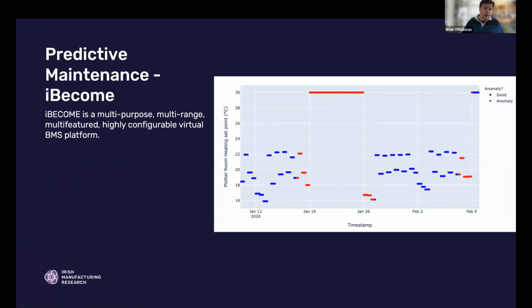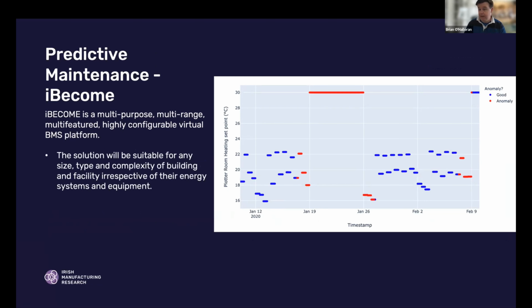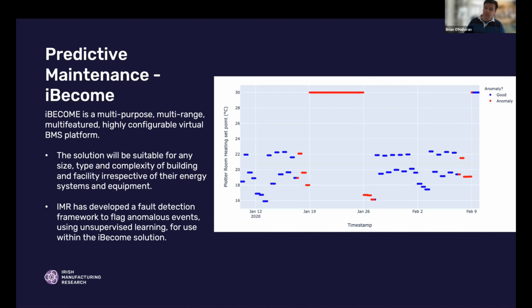In terms of work we do at IMR, one project that we're involved in is a European funded project called iBecome, which is for a multi-featured, highly configurable virtual building management system, and something that can be deployed to any type of building, irrespective of their energy and equipment types. One of the contributions that IMR has provided to this is a fault detection framework to flag anomalous events using unsupervised learning for use within the iBecome solution. And an illustration of that in terms of time series is given there in the diagram.